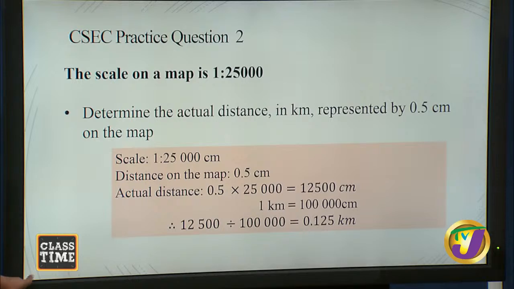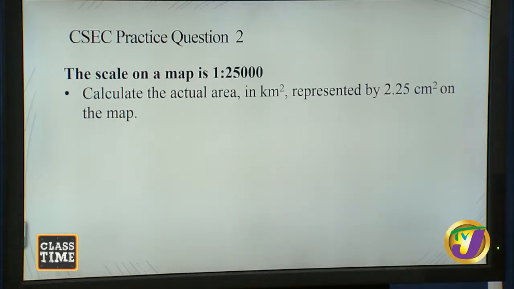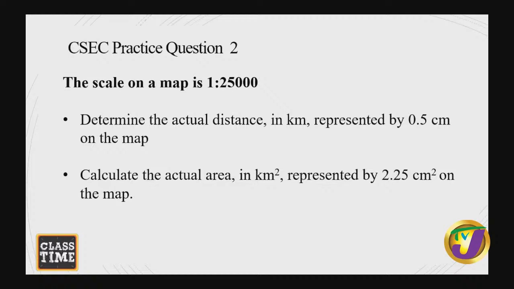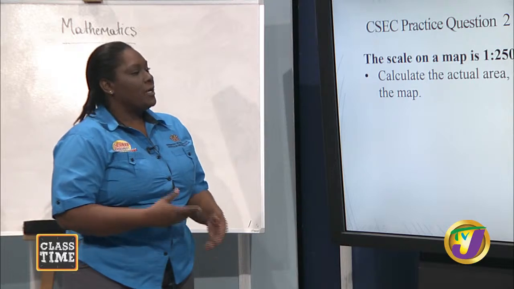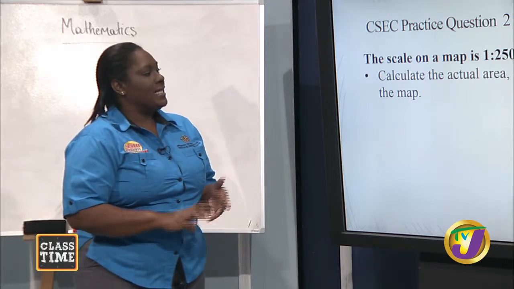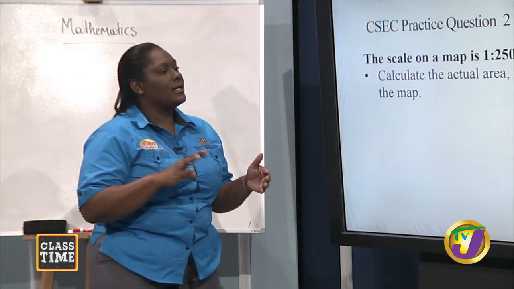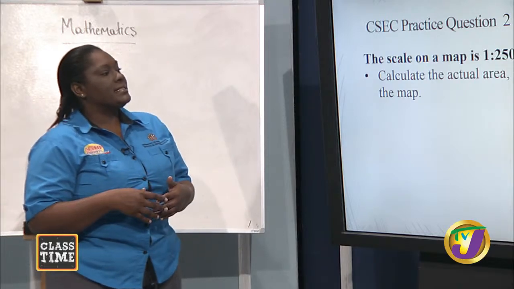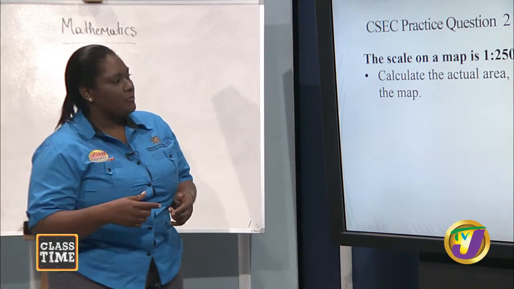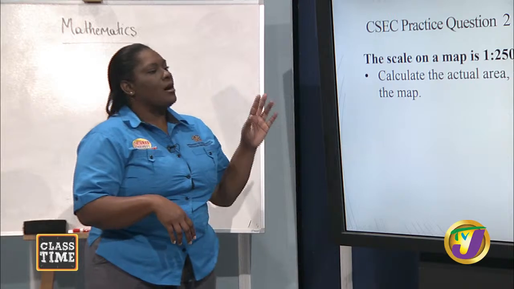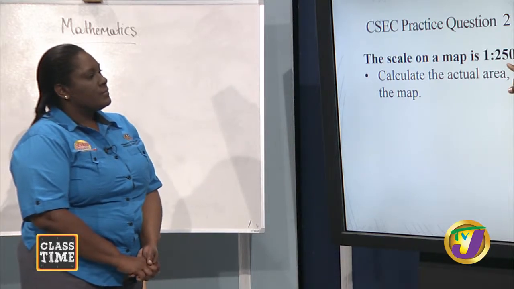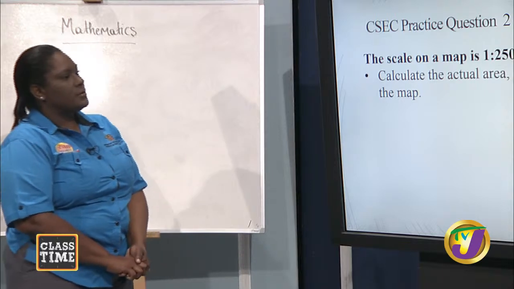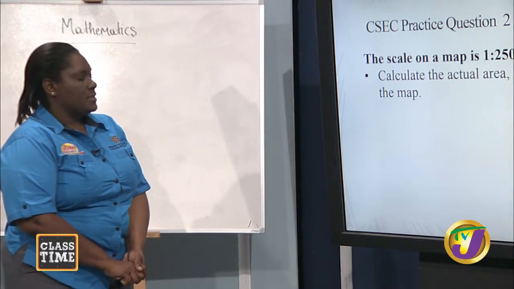Okay, go ahead. Another practice question. The scale on any map is 1 to 25,000. We are required to calculate the actual area in square kilometers represented by 2.25 square centimeters on the map. From this, I deduce that the 1 is centimeter and the 25,000 would be centimeters as well.